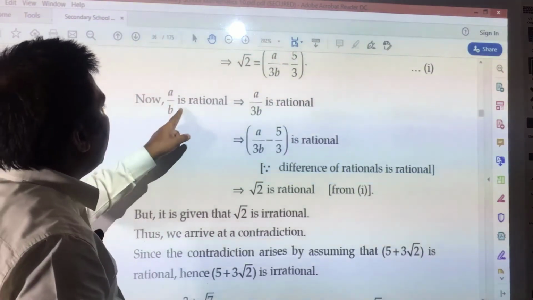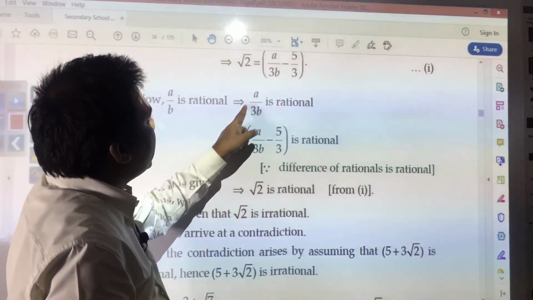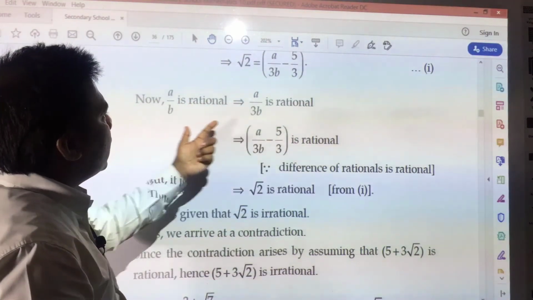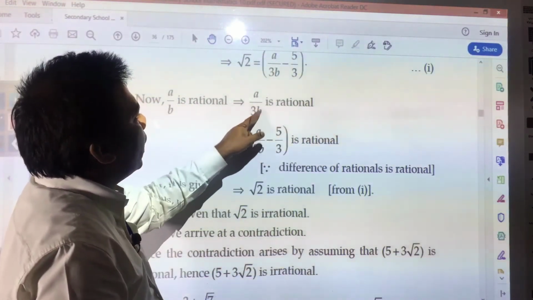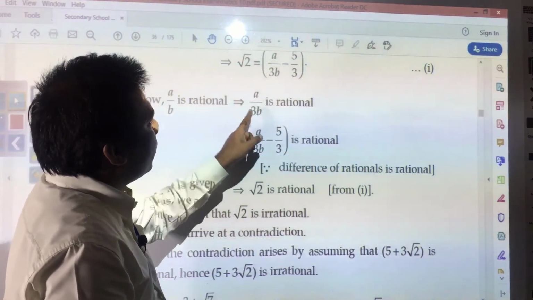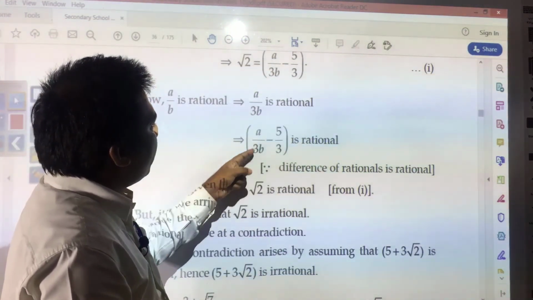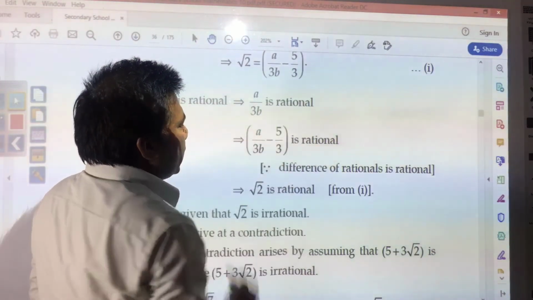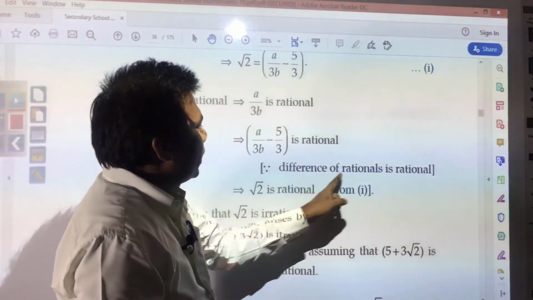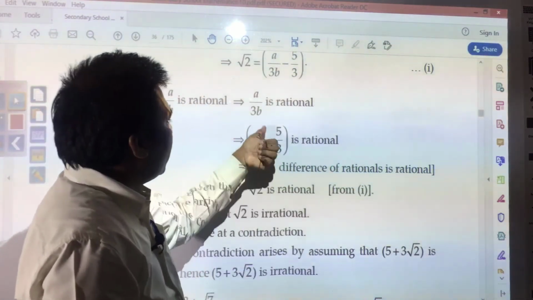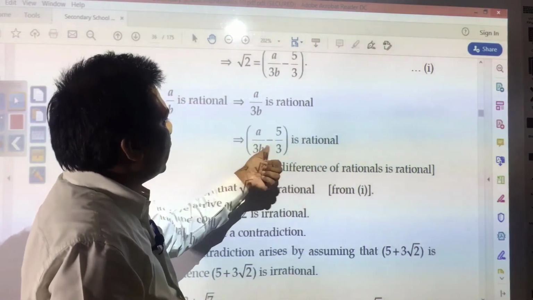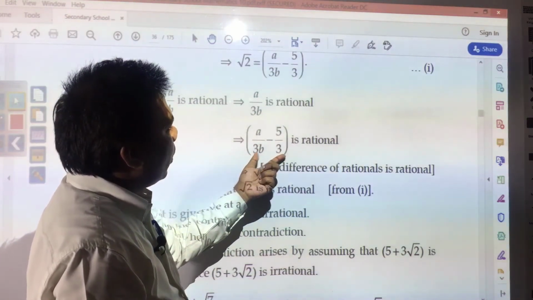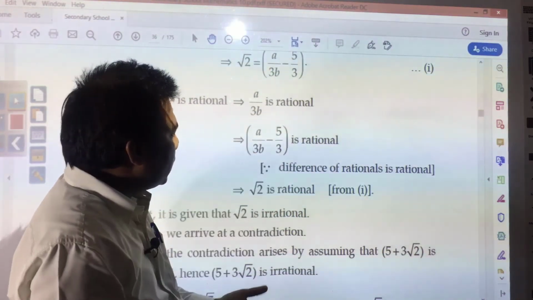Now, a by b is rational, that implies a by 3b is rational. Suppose a by b is rational, so if you are multiplying any integer with this, definitely that number will be rational. So, a by 3b minus 5 by 3, this number will be rational, since the difference of rationals is rational. If this is rational and the other number is also rational, and you find the difference, the result you will get will be rational.